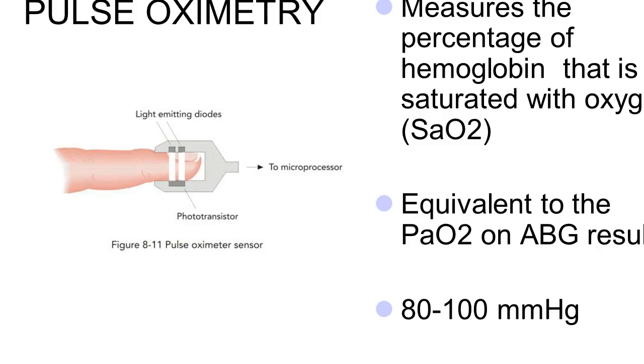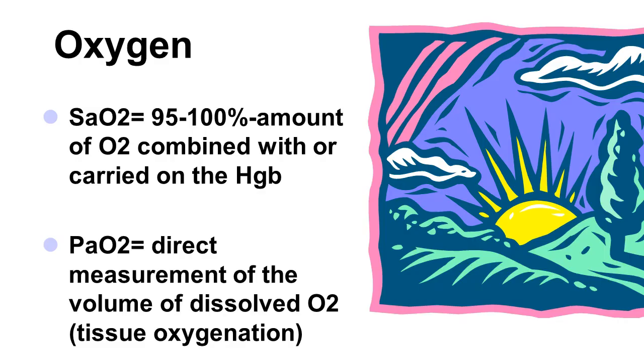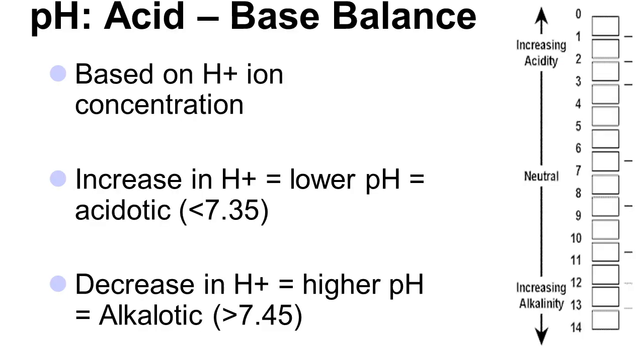So the ABGs are very closely related to our pulse ox, and that's pretty much the assessment tool we use when we do our vital signs and take our patient's temperature. We'll also do a pulse ox. And the pulse ox measures the percentage of hemoglobin that is saturated with oxygen, and we call that the SaO2. And it's equivalent to the PaO2 on the ABG results. And we like to see that level at anywhere between 80 to 100. And this just talks about oxygen in comparison to the SaO2 on the pulse ox as compared to the PaO2 on the arterial blood gases.